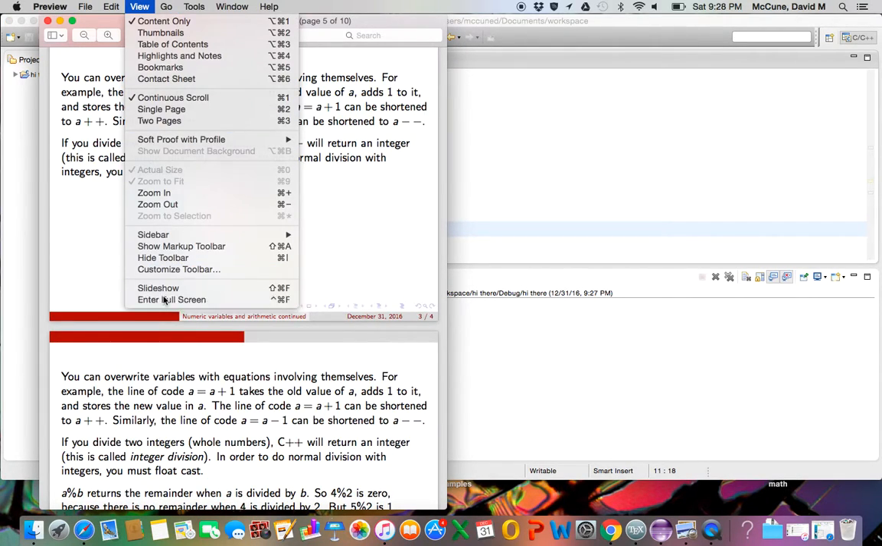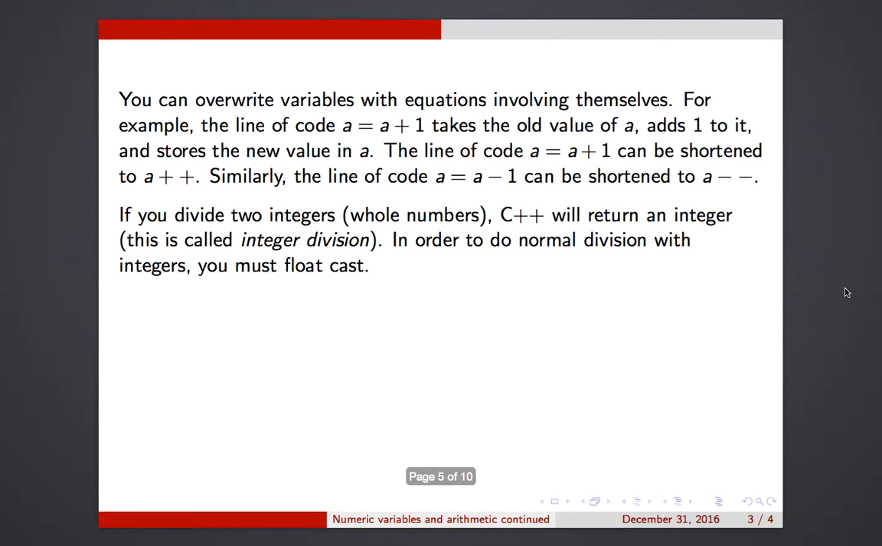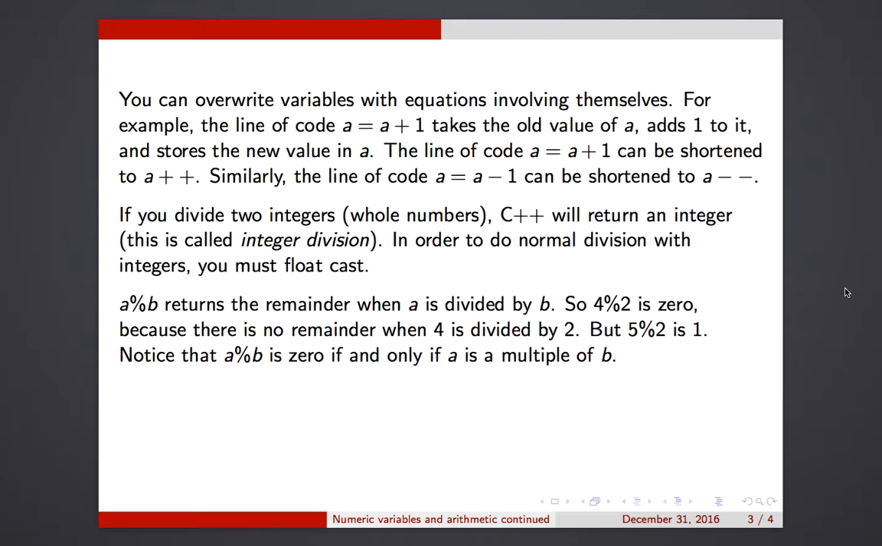Okay, so anyway, that's how division works in C++. If you divide 2 whole numbers, you have to float cast if you want the actual division back. Let's now move on to what's called modular reduction. This operation takes getting used to, okay? I will warn you ahead of time.